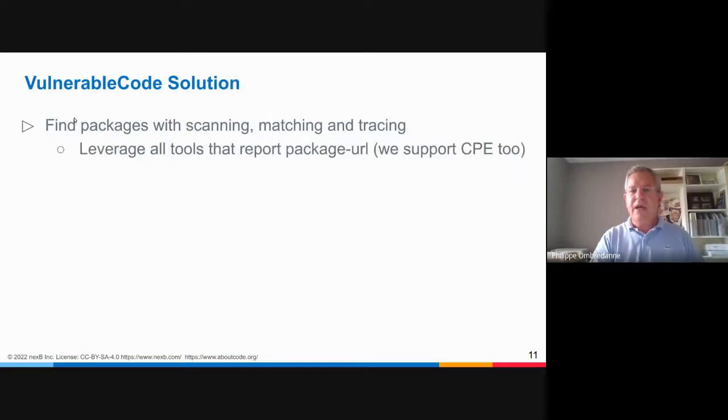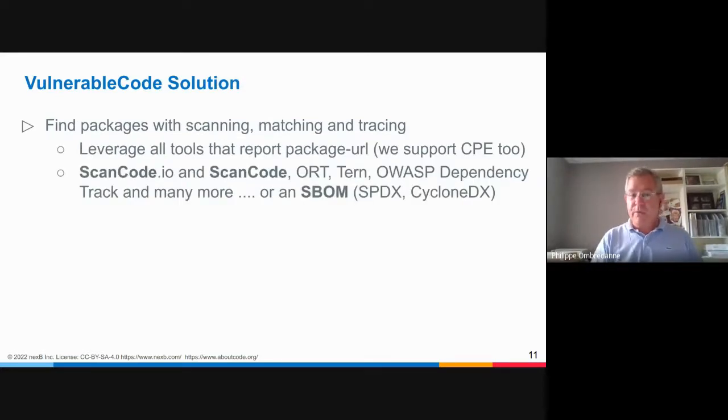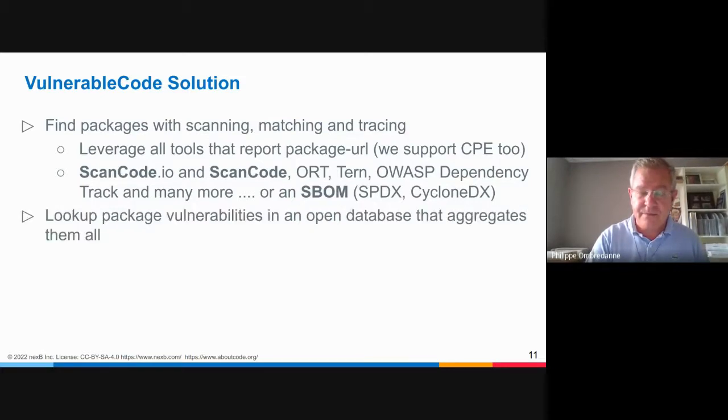So, okay, some of the example tools here: ScanCode.io, ScanCode Toolkit, but also the open source review toolkit, Tern, the OWASP Dependency-Track tool, and many more. Or you can use, of course, an SBOM. CycloneDX supports package URL, as does SPDX. So that's the first step.